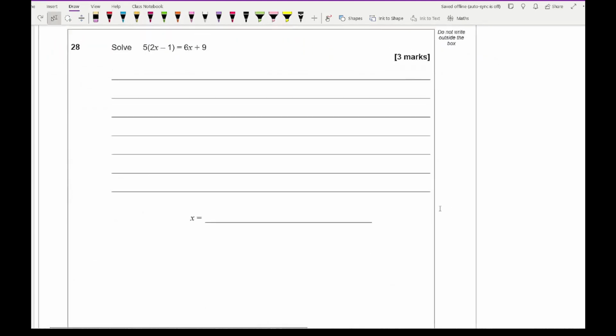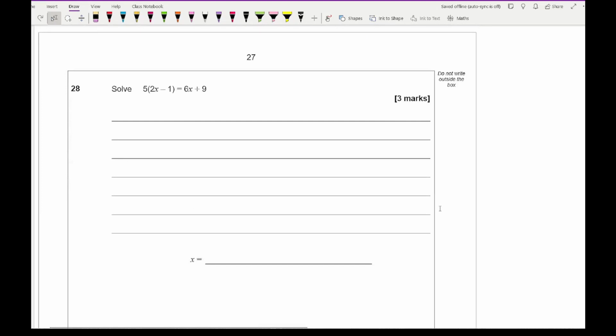Then moving on to question 28, which is our last question. It says solve this double-sided equation. So the first thing we need to do is expand the brackets. So we get 10x minus 5 equals 6x plus 9. Then I want to take away the smallest x's from both sides. So if I take away 6x from both sides, I end up with 4x minus 5 equals 9.